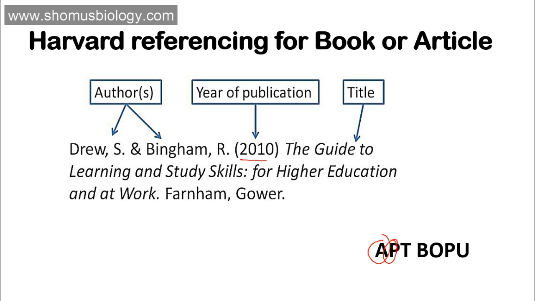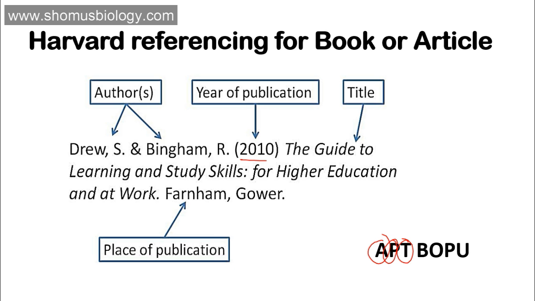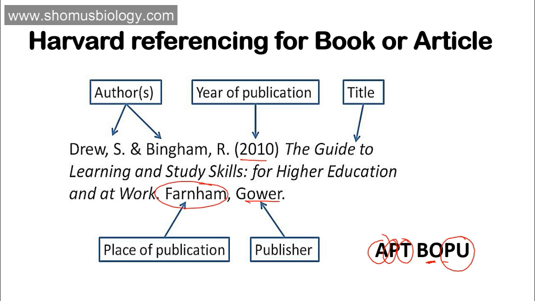Then the third thing is the title of the original write-up, The Guide to Learning and Study Skills in this case, so title. Then it goes to the place of publication, that is Farnham in this case. And then finally the publisher, PU for publisher. So the location means the origin of publication and the publisher's name, that is Gower in this case. So this is how you need to put it.